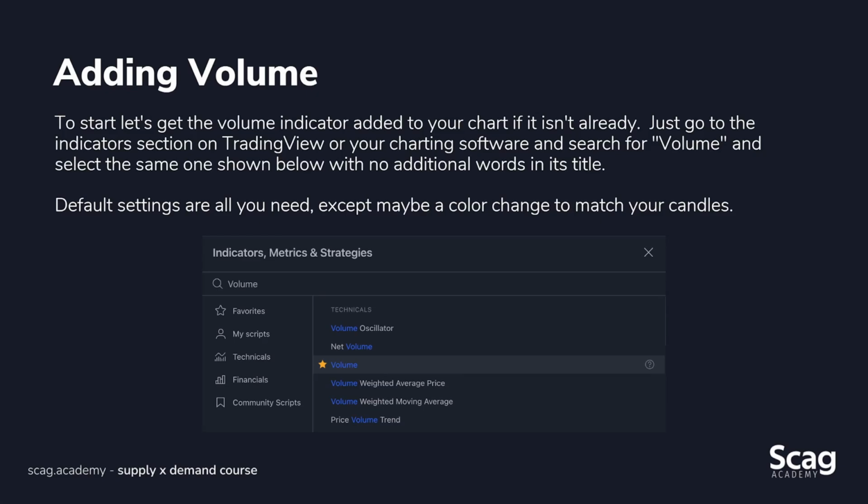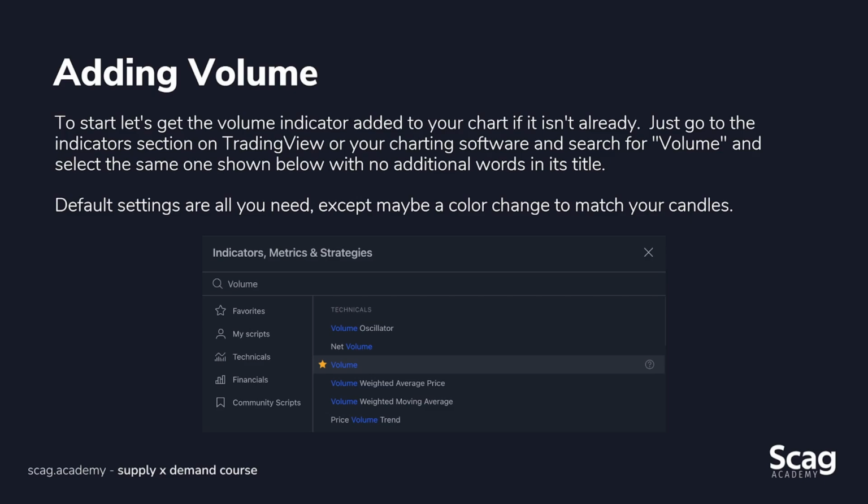So load up TradingView. What you're going to do is just go to the indicator section on there, and you're going to type in volume. You're going to make sure it's the same one that's in the screenshot. There should be no additional words in its title. The default settings are all you need, except you might want to pop in there and change the color of the bull and bear volume to match whatever color scheme you use for your bull and bear candles.